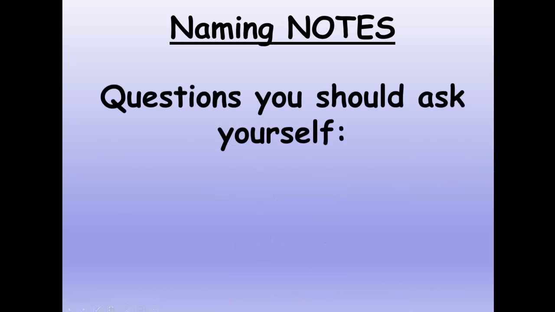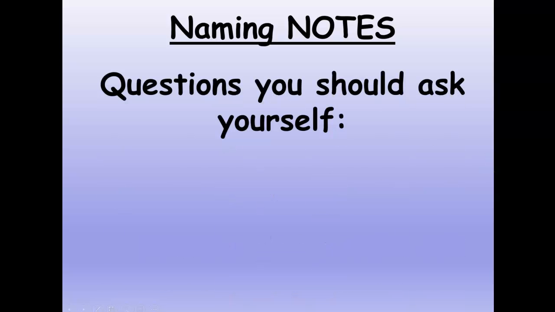This is naming and writing chemical formulas for compounds, specifically ionic compounds and covalent compounds. And this will be for just type 1 ionic compounds. So the first things that you should be asking yourself when naming. These are the questions you should always ask yourself.